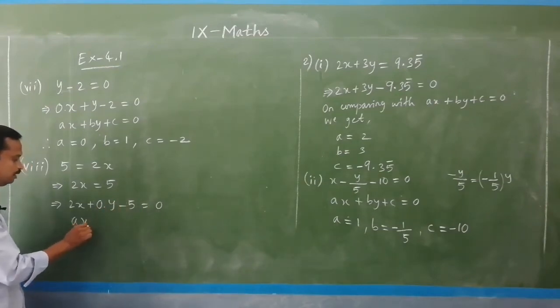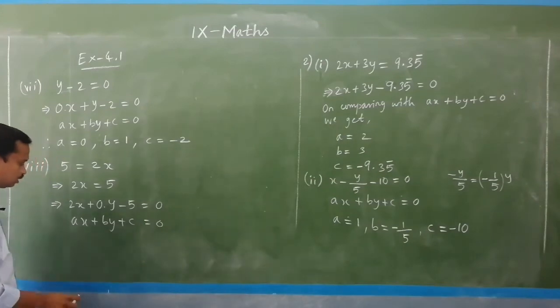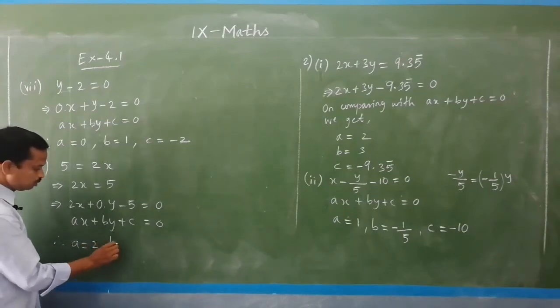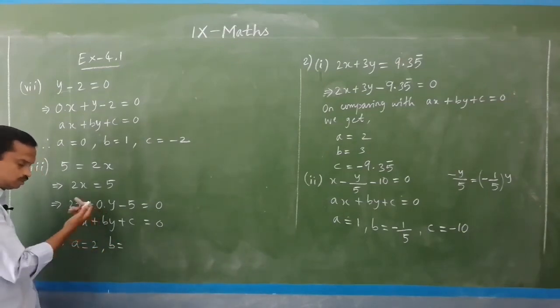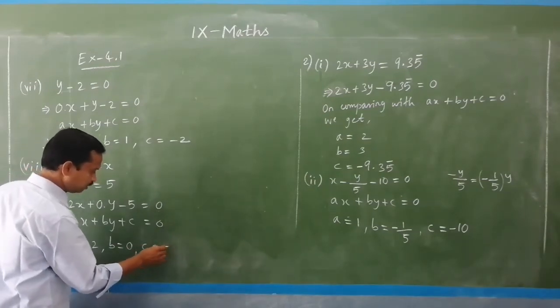Compare ax plus by plus c equal to 0, and now you get a equal to, what is the coefficient of x? 2. b equal to, what is the coefficient of y? Here 0. And c equal to minus 5.